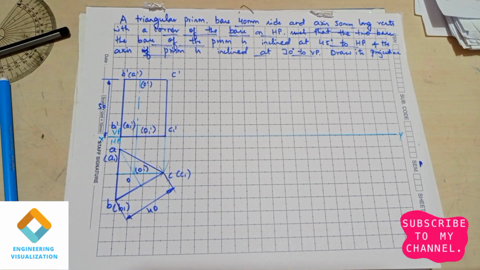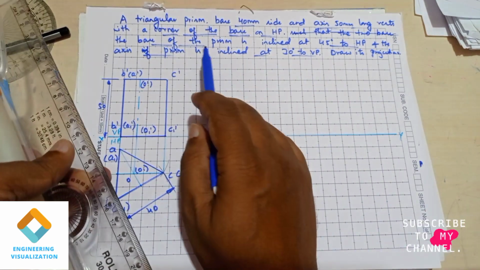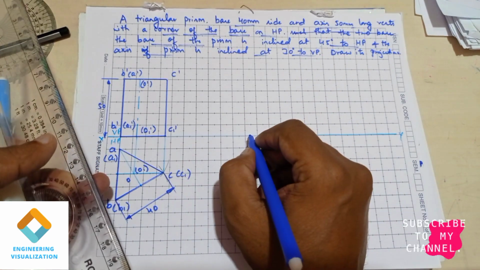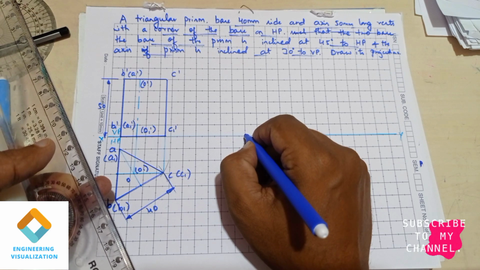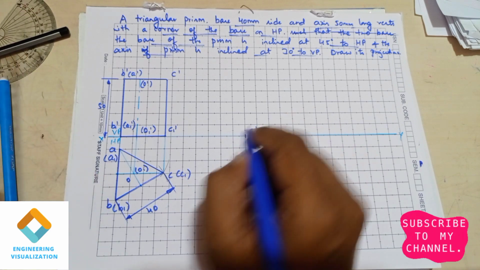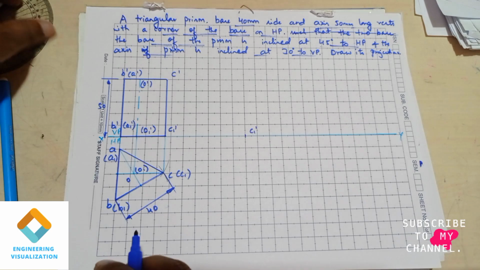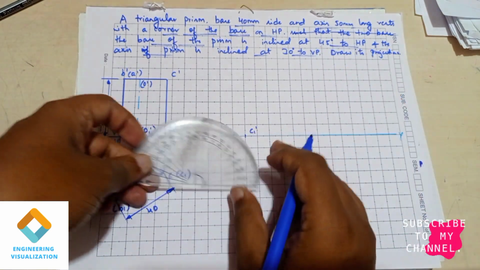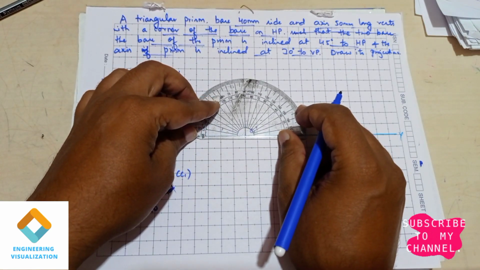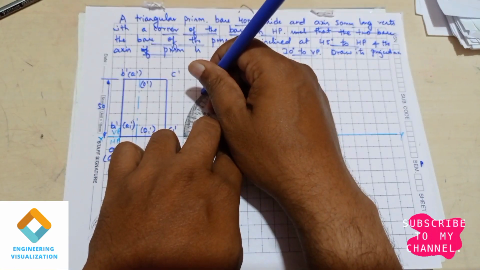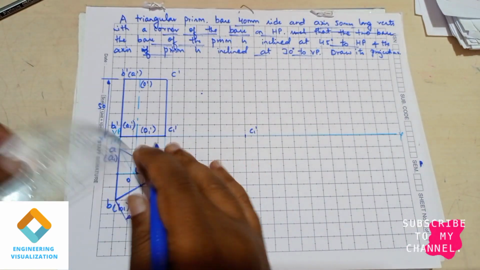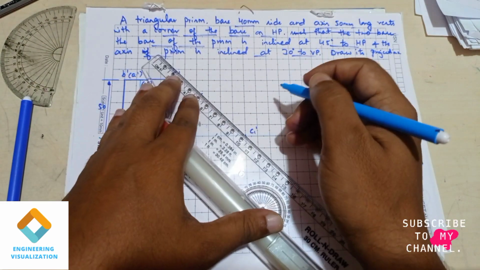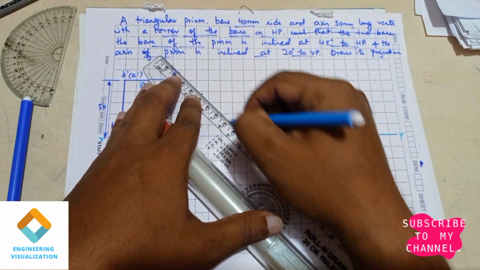Now the question says the base of the prism is inclined at 45 degrees to HP. So what I'll do here is take a reference point of C1 dash, and I will take a protractor for marking the angle of 45 degrees to HP. This is the base edge inclination. So mark 45. Here I draw the angle line passing through this point.